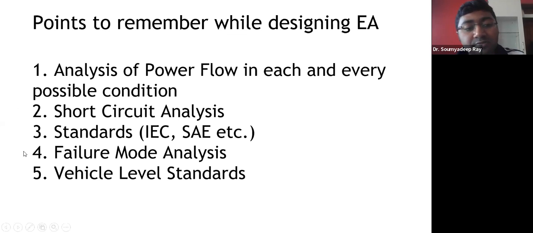And the fourth point is very important, that is failure mode analysis. If this failure happens, how will you overcome this scenario? Okay, so this is the fourth thing. And the fifth thing is vehicle level standards. Vehicle level standards like R107, R100, this kind of standards are there. There are companies like TUV to monitor and give you the permission to drive the vehicle in the country. So they have their own standards and you have to comply with that.